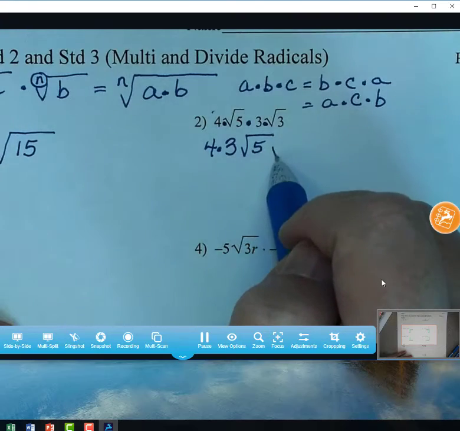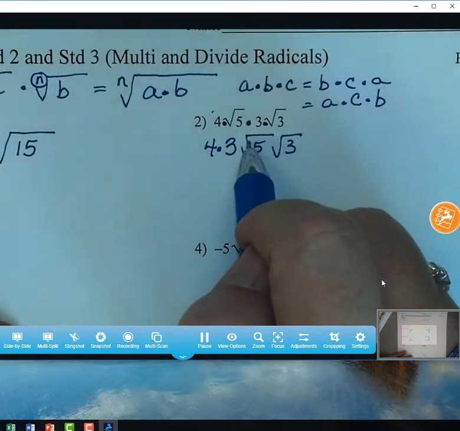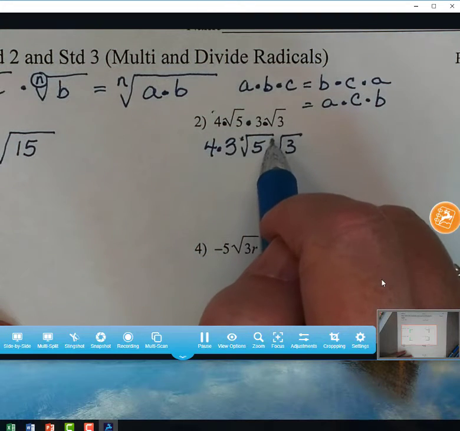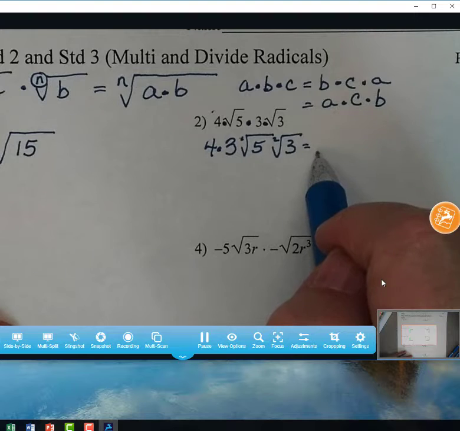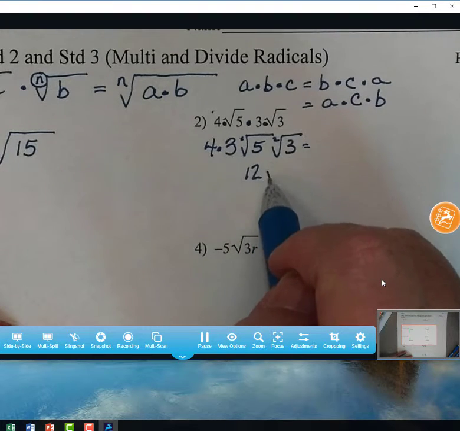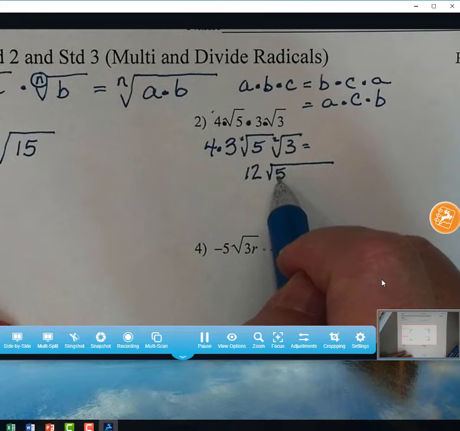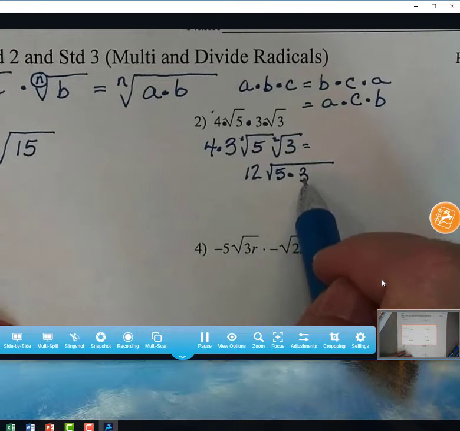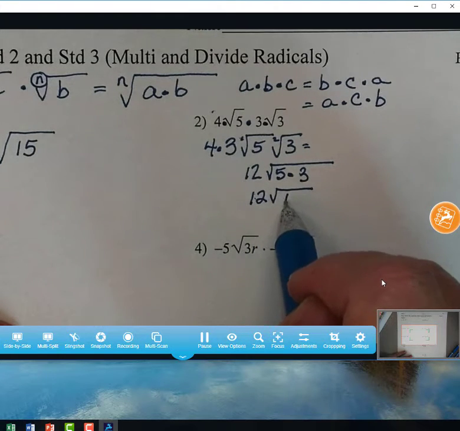However, the square root of 5 and the square root of 3, they have the same index, right? They have an index of 2. So I can do 4 times 3, which is 12, and then I can combine under the same root sign 5 times 3. I'm not going to get a pair, so then I'll just be left with 12 times the square root of 15.